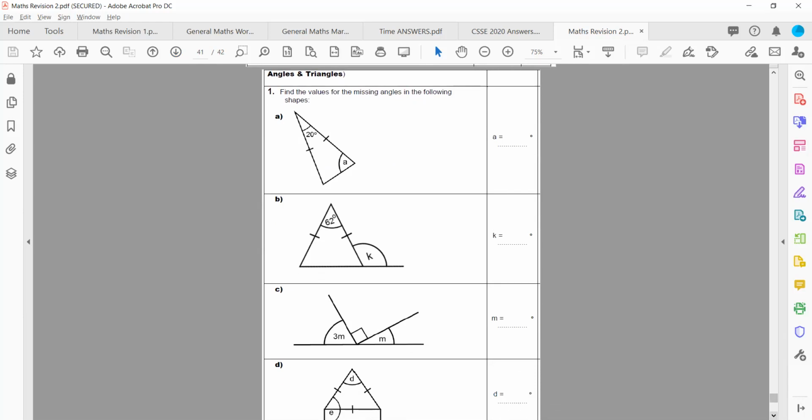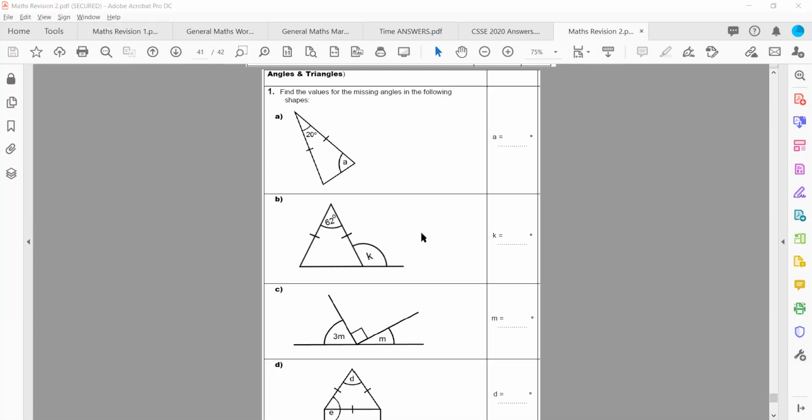Okay, and now let's go and have a look at our final topics, angles and triangles. Now you will be expected to be able to recognize the different types of triangle. So there's equilateral triangles where all 3 side lengths and all 3 angles are equal. Isosceles triangles where you have 2 equal side lengths and 2 equal angles. Scalene triangles where all sides and all angles are different. You will be expected to know that there are 180 degrees on a straight line. You will also be expected to know that there are 180 degrees in a triangle and 360 degrees in a quadrilateral. You will be expected to recognize a right angle.